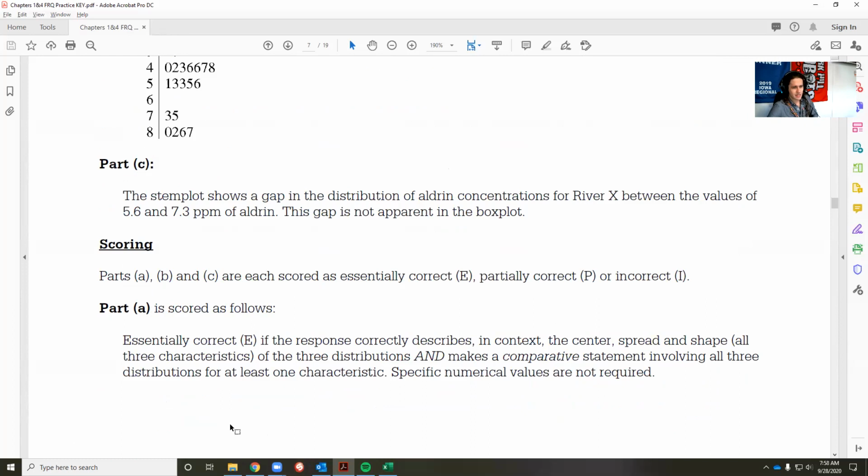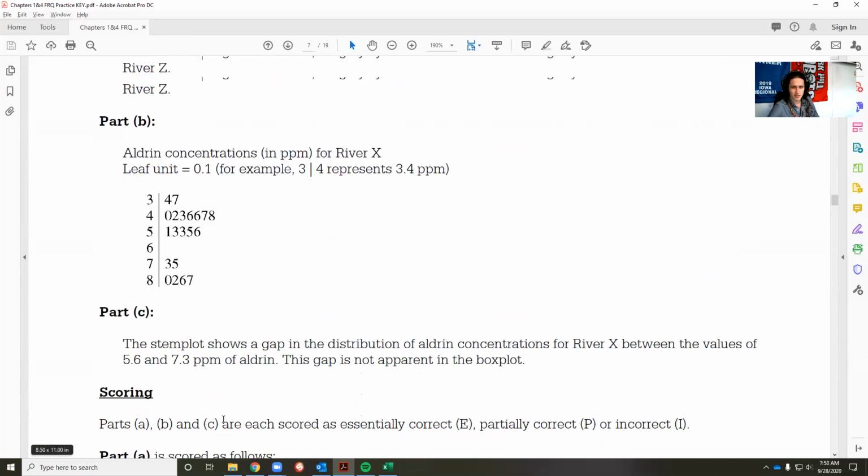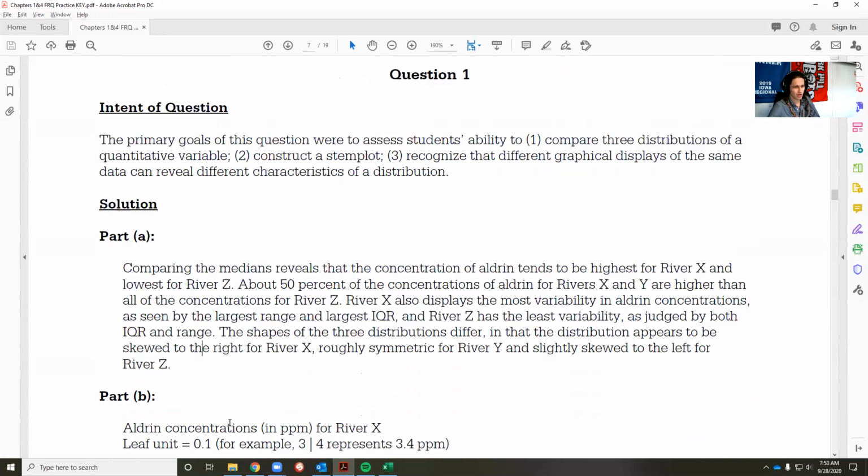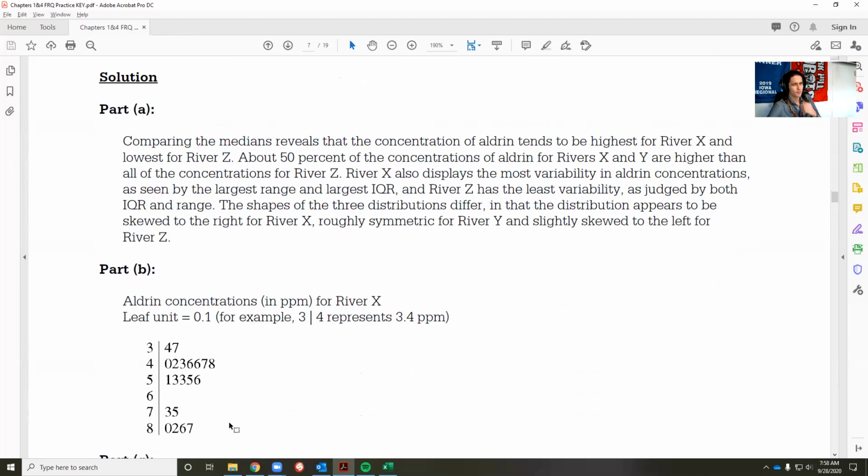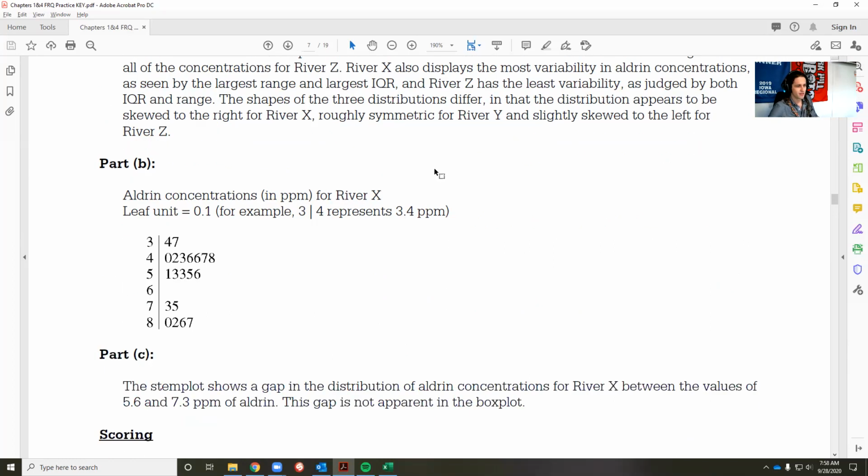They didn't, they made you talk about shape. They've changed since then, and shape would be hard to talk about here. Why? Because you don't know what the actual distribution is, but we're going to let them get away with that. So talk about shape, center, and spread, and then you've got your stem plot.